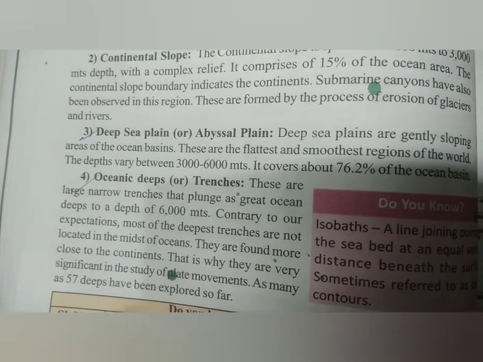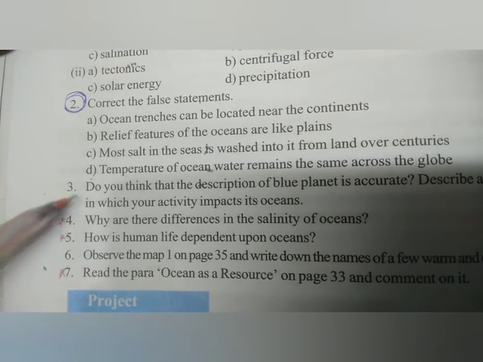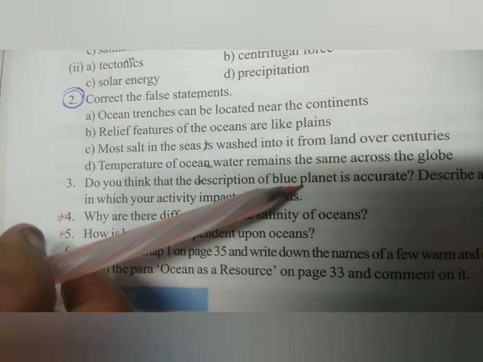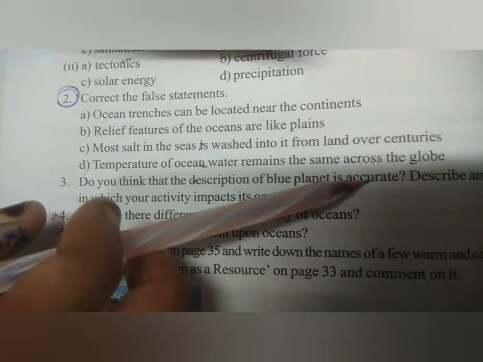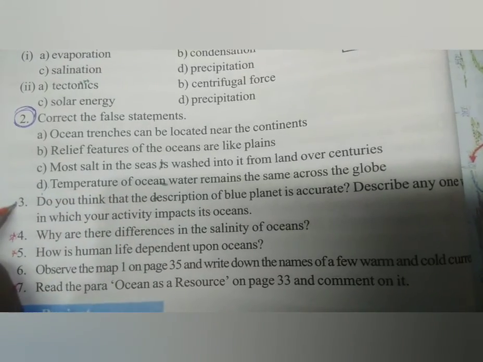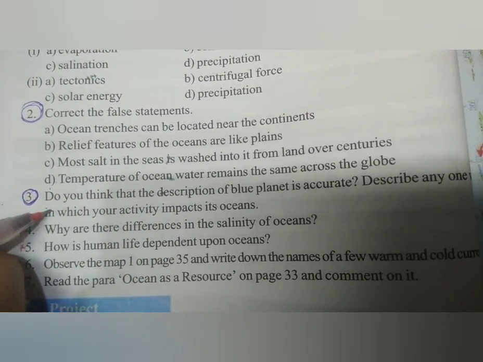So today's assignment. See, today's assignment question number 3. Do you think that the description of the blue planet is accurate? Describe any one way in which your activity impacts the ocean. So this third one is your assignment. Copy this in your social notebook and send the answer to this question in our group.